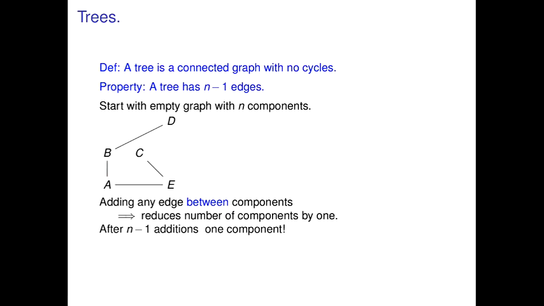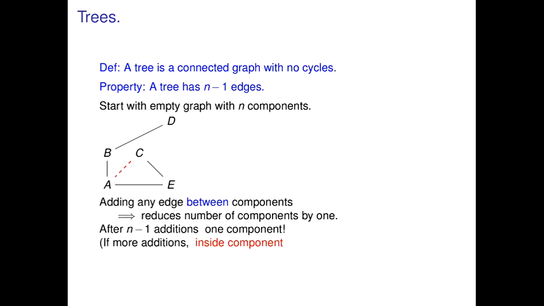1 component. Now, can I add any more edges? If I add any more edges, I'm going to create a cycle, right? Because I'm going to be adding an edge in the same component. Okay? So I can't add this edge, for example, right? If I add A to C, you see the cycle there?